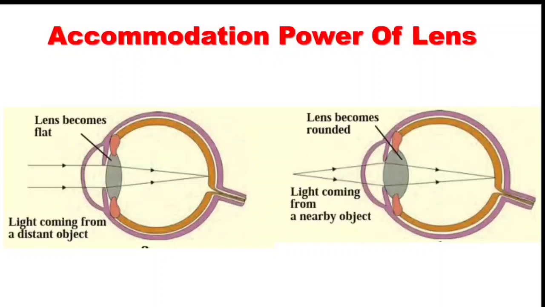If the image is not visible even after adjustment with the lens, then it should be understood that there are problems in the eye. In the next video, we will study the defects of vision and their corrections.